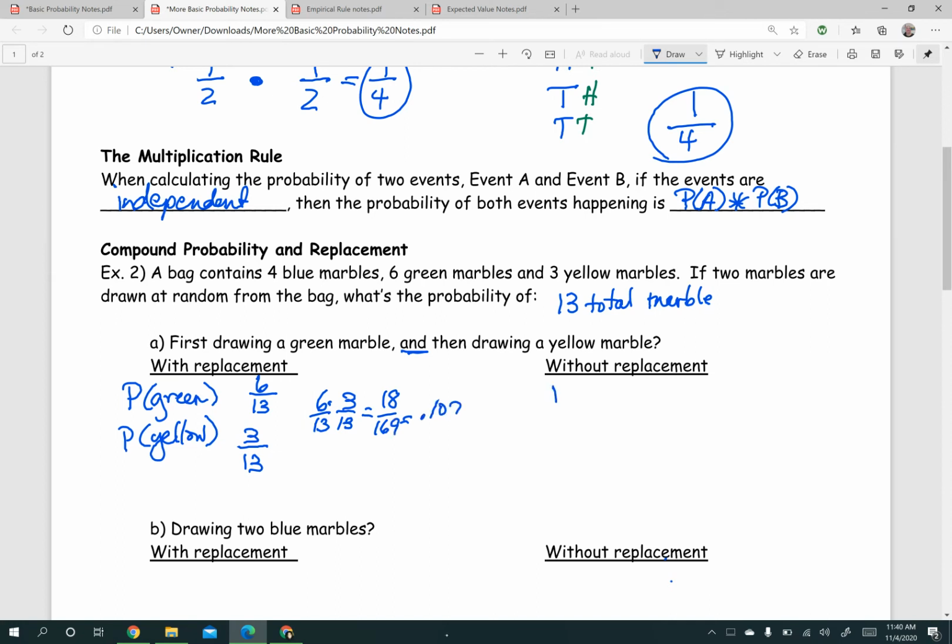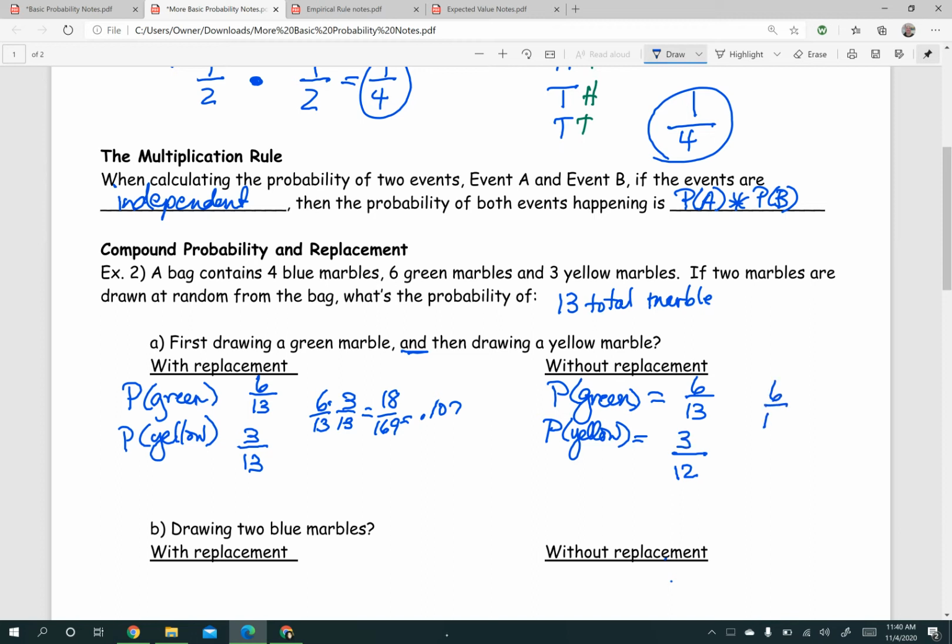Now, how's that different without replacement? Well, when I draw the green marble, that doesn't change anything because that's the first marble out of the bag. I get 6 out of 13. But if I don't put that marble back in the bag, I don't have 13 marbles in the bag anymore. I only have 12 in the bag.